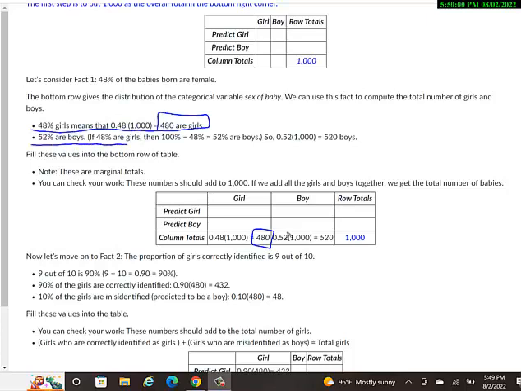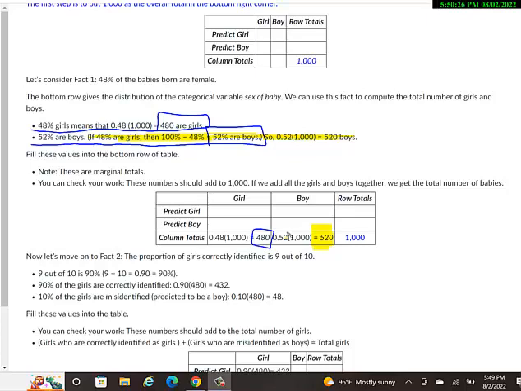52% are boys. They didn't tell us that, but a baby is either born male or female in this study anyway. If 48% are girls, then 100 minus 48 is 52. The rest must be boys. So 52 times 10 is 520. That's what they put here. That's the total number of boys born.